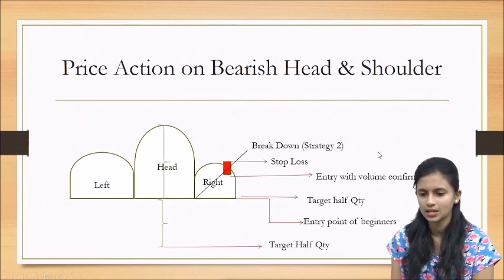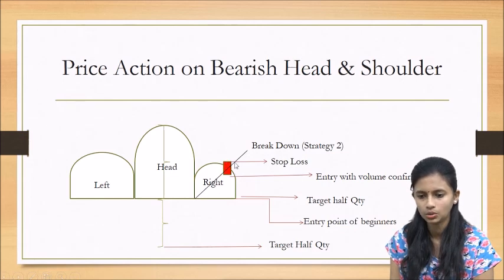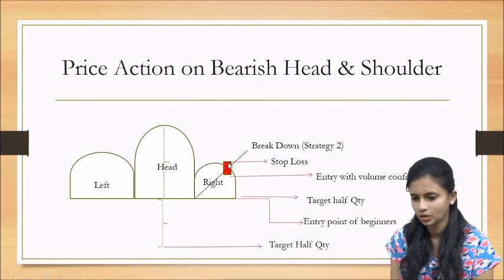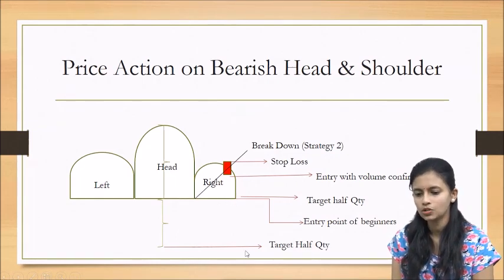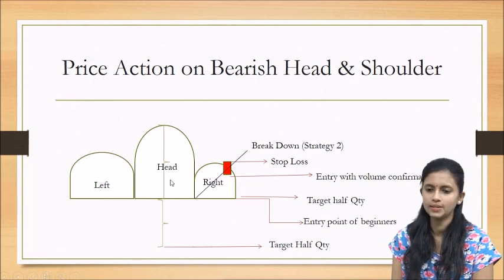Now if you apply price action over here, you will draw the trend line over here and you will get a breakdown here. So you will be entering much before non-price action traders enter. So your entry point will be here with volume confirmation. Stop loss will be here, okay, the high of this candle, and half quantity exit at this point to be on the safer side, and for the rest of the half quantity you can keep this head size. Okay, hope this is clear.